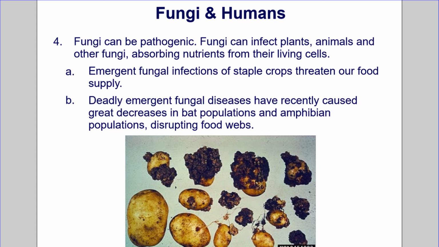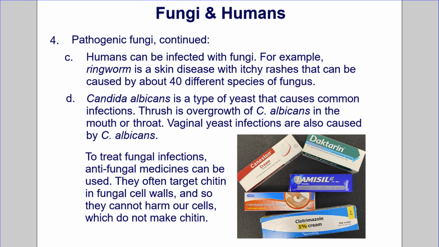A. Emergent fungal infections of staple crops threaten our food supply. B. Deadly emergent fungal diseases have recently caused great decreases in bat populations and amphibian populations, disrupting food webs. 4. Pathogenic fungi, continued. C. Humans can be infected with fungi.